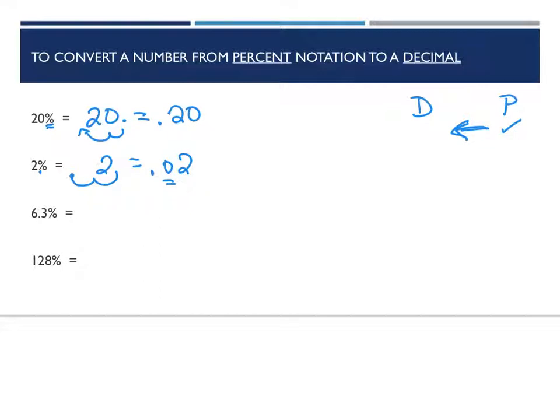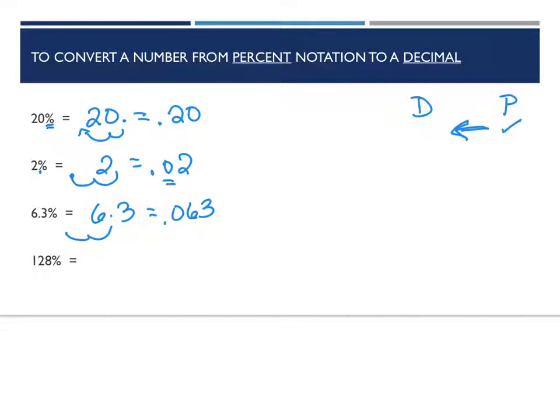If I could see the decimal point, that's just great. I move it 2 places to the left. To go from percent to decimal, I'm going to the left. Again, I have to fill in my empty spot with a 0.